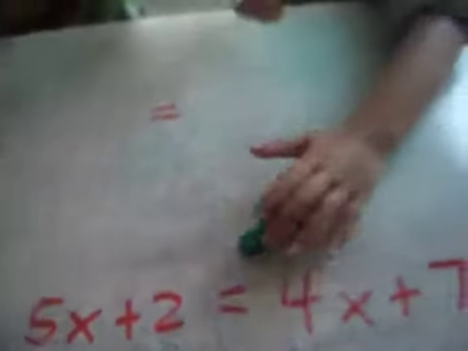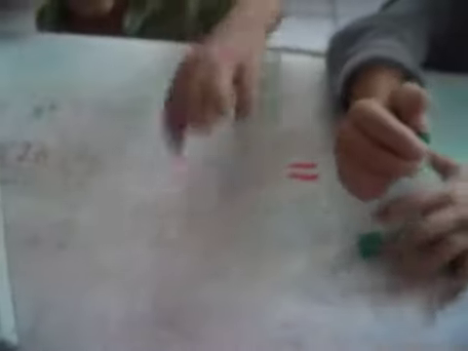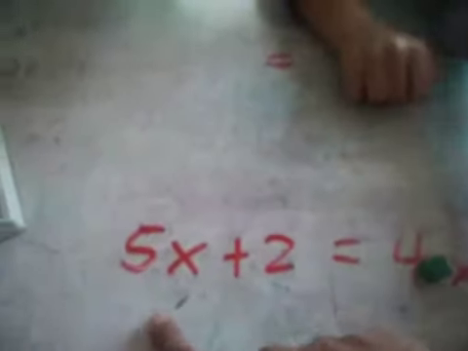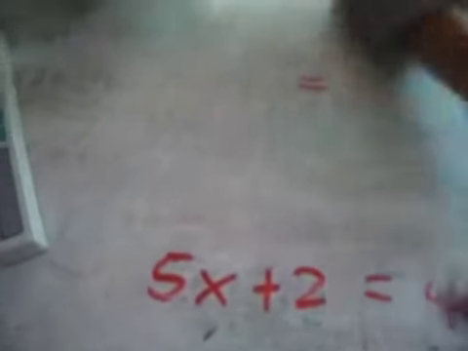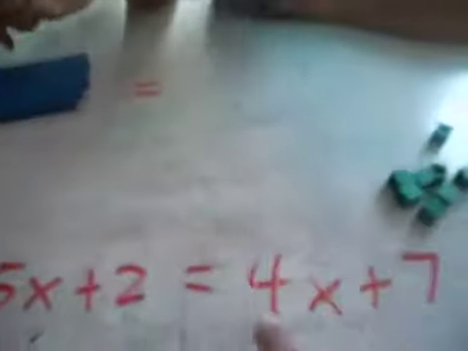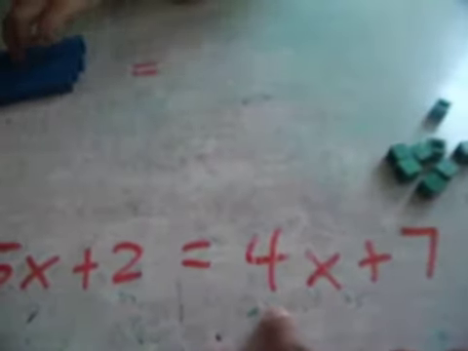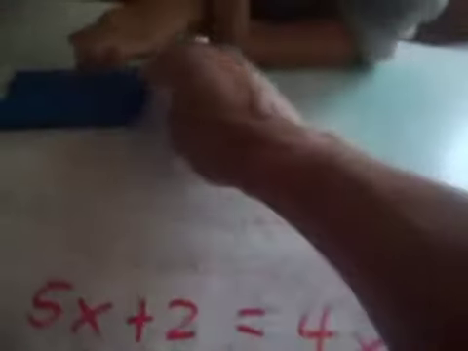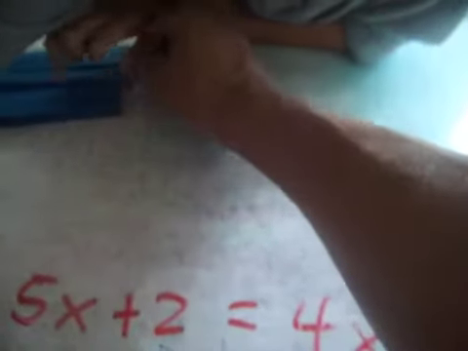Is this the x squared? How many x do I need over here? What's it say? So it's 5x. 5x. Now you, how many on your side? How many do you need over here? 4. So get 4. 1, 2, 3, 4.